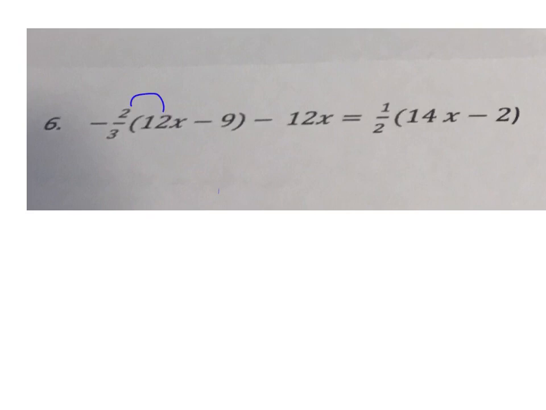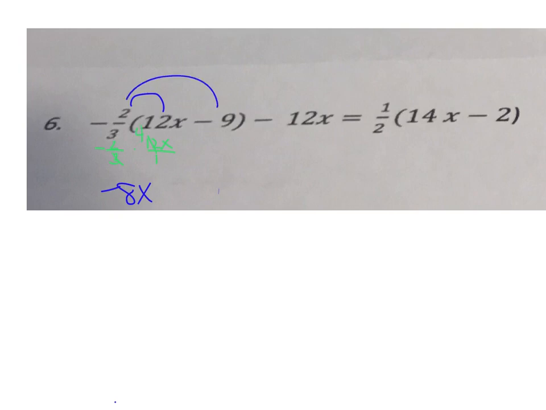So when I do the distributive property here, now some of us can do that in our head. 3 goes into 12x 4 times. 4 times negative 2 is negative 8x. But some of us need to write that out. And if we do, then I'm going to do that right now. So negative 2/3 times 12x. 3 goes into 12 4 times. Negative 2 times 4x is negative 8x.